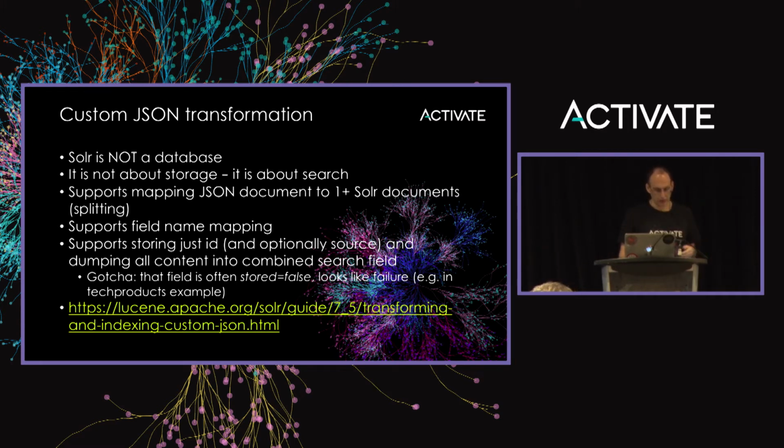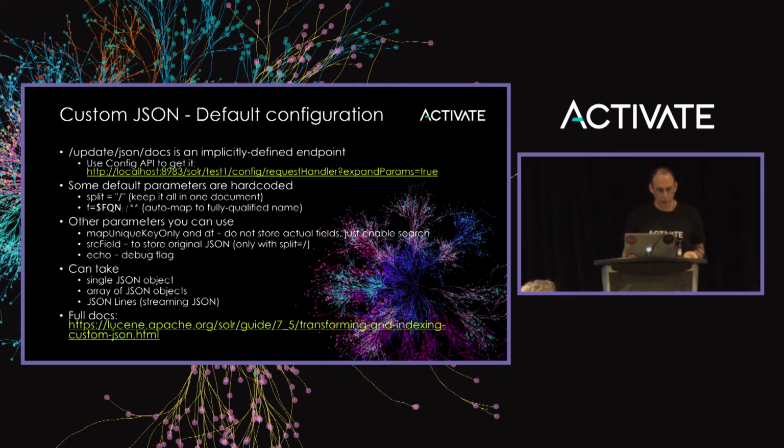Okay, there is a long list of parameters. The default configuration is on their JSON docs endpoint. You can see what the configuration is using the config API. We'll get to config API later as well. That's just a foreshadowing. But some default parameters are actually hard-coded if you're trying to really understand. Split equals slash means we don't split. We push everything into one document, the whole nested structure. And we auto-map the fields to the fully qualified name, right?